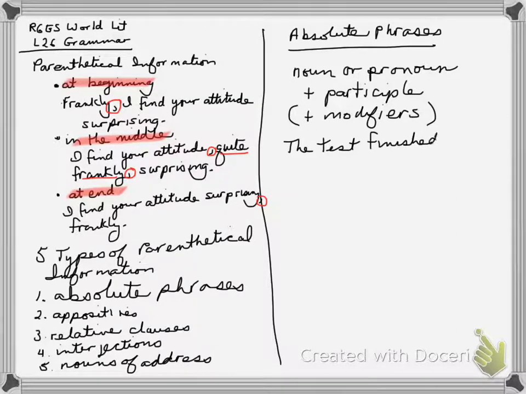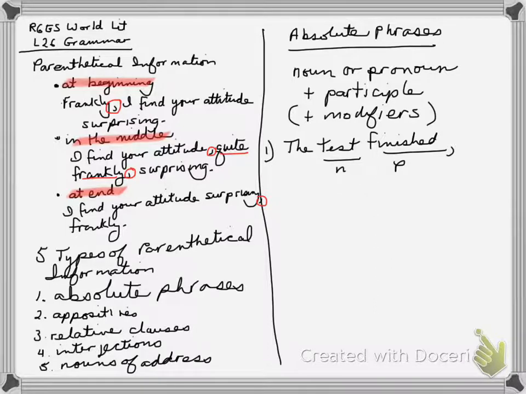It has a noun and a participle, because the main subject of the sentence is Jason, and the main verb, the action of the sentence, is heaved. So let's think of it again. "The test finished, Jason heaved a sigh of relief." And that's an example.